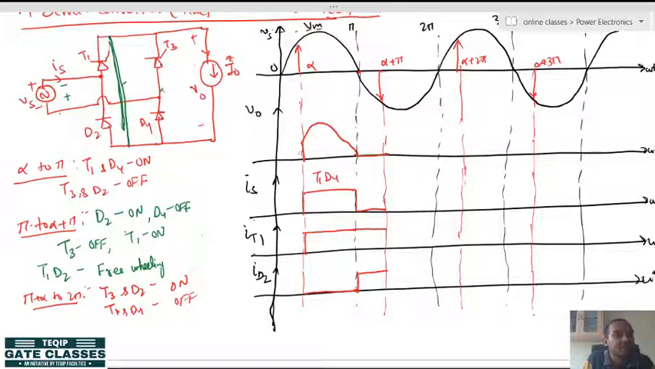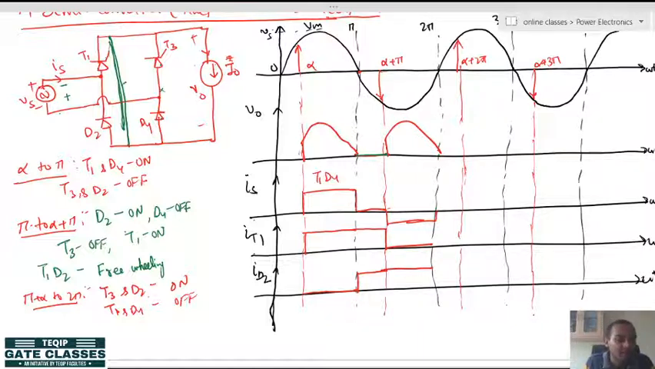Again you see that one from the positive group and one from the negative group are on, meaning the load and source are connected, hence the output voltage will be like this. The source current will be negative in this case. And what will be the thyristor T1 current? At pi plus alpha it will be turned off, so it will be 0. Diode D2 is conducting till 2 pi.